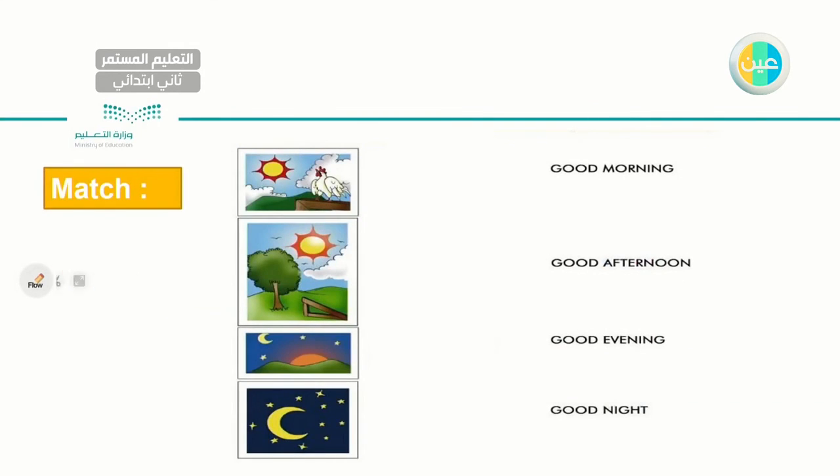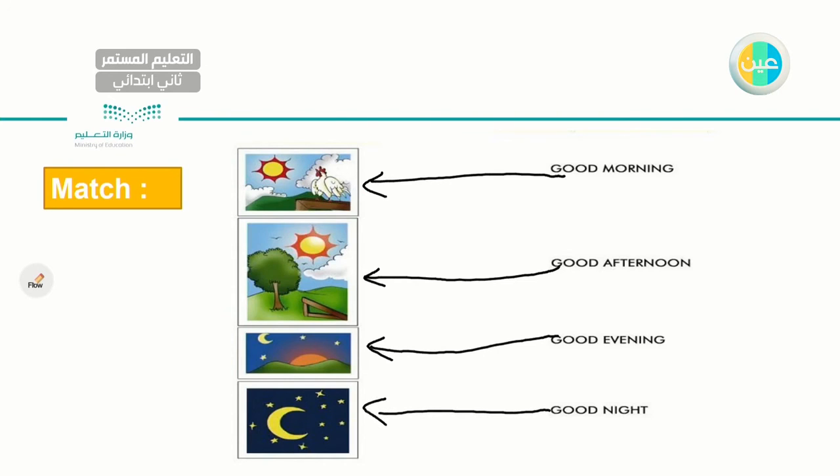Now let's try to match this one. I have 4 pictures to your left and 4 words to your right. Good morning, good afternoon, good evening, and good night. Okay, let's start with good morning. And this is good afternoon. Very good. Good evening and good night. Very good, very good.